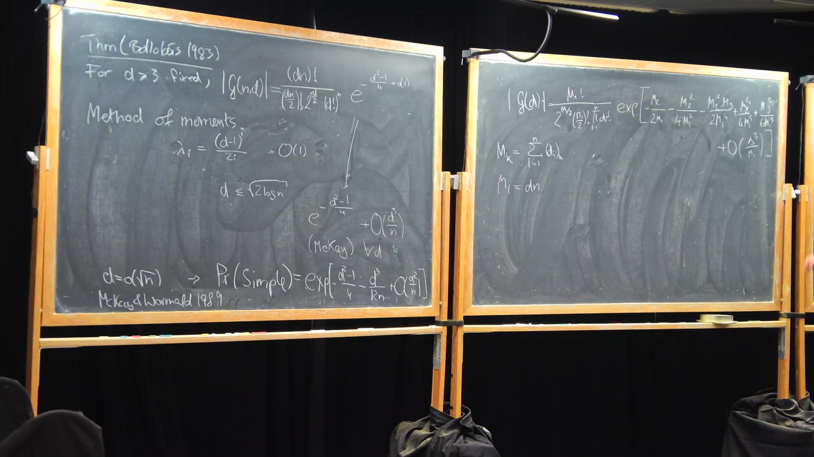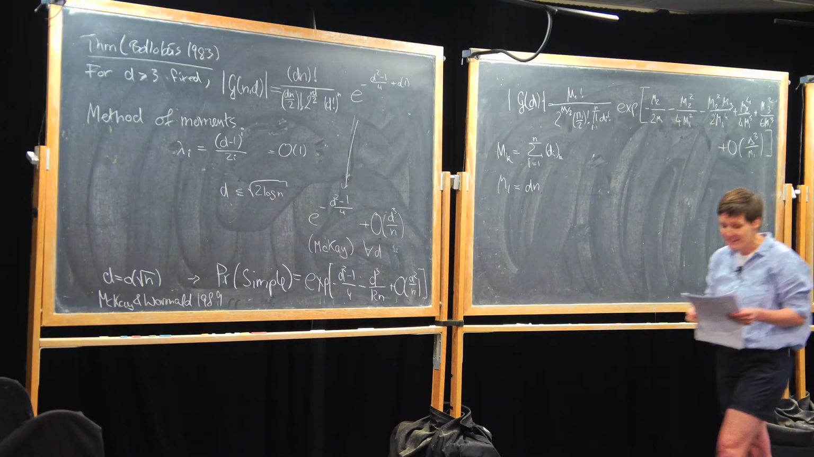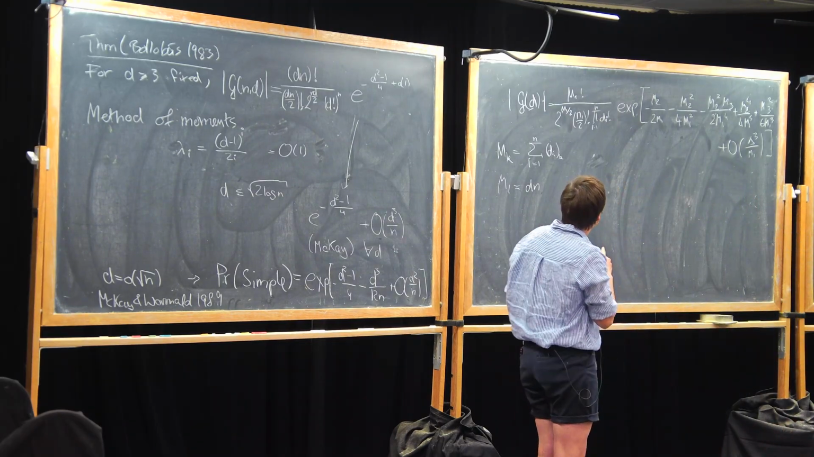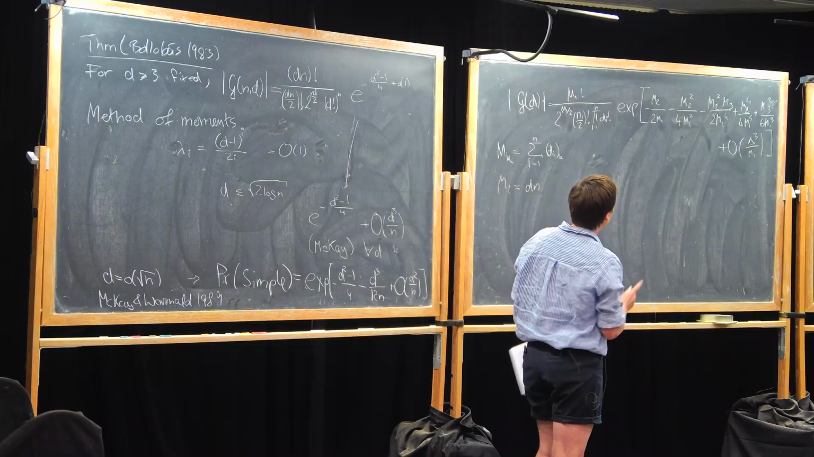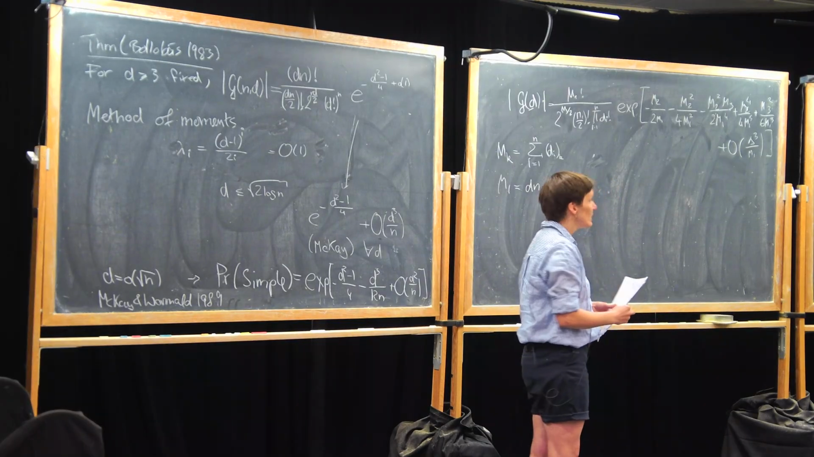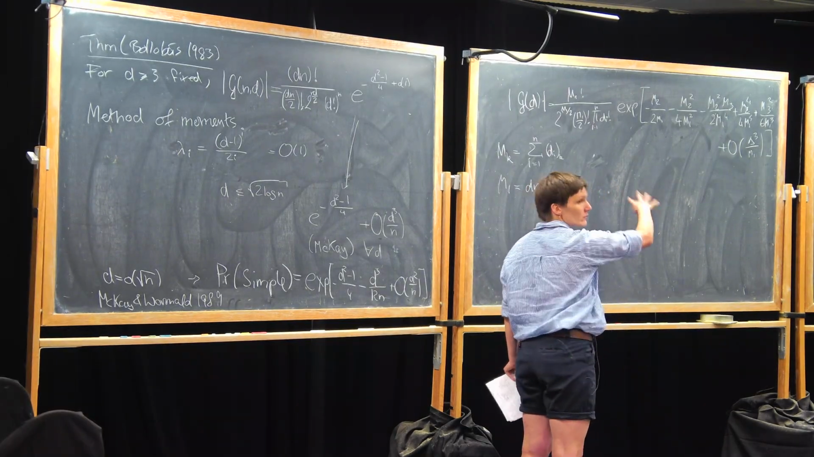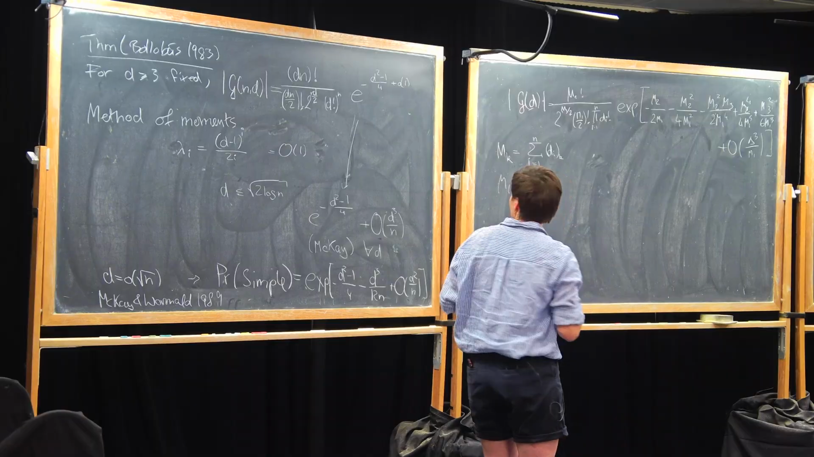So then you would like to know whether there's any combinatorial information in this. Like, why is that the sequence? And well, your guess is as good as mine, but what McKay and Wormald realized is that you can rewrite this formula in a different way.